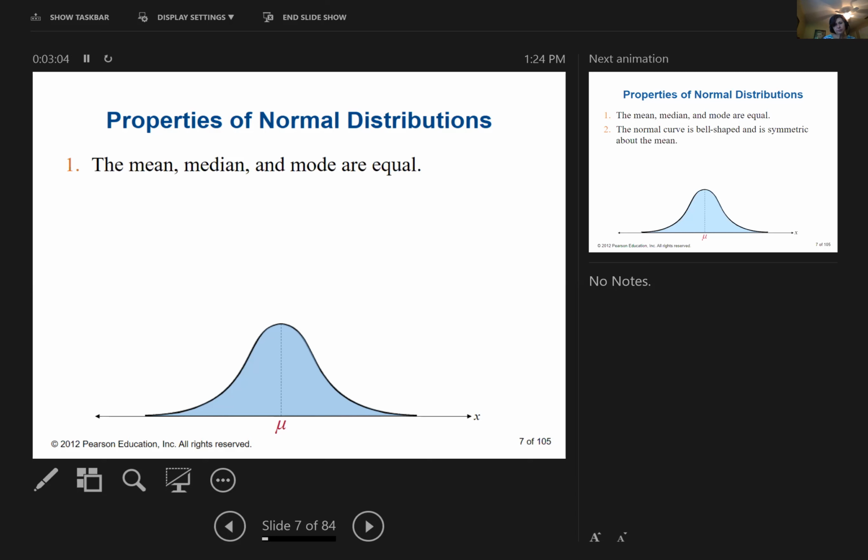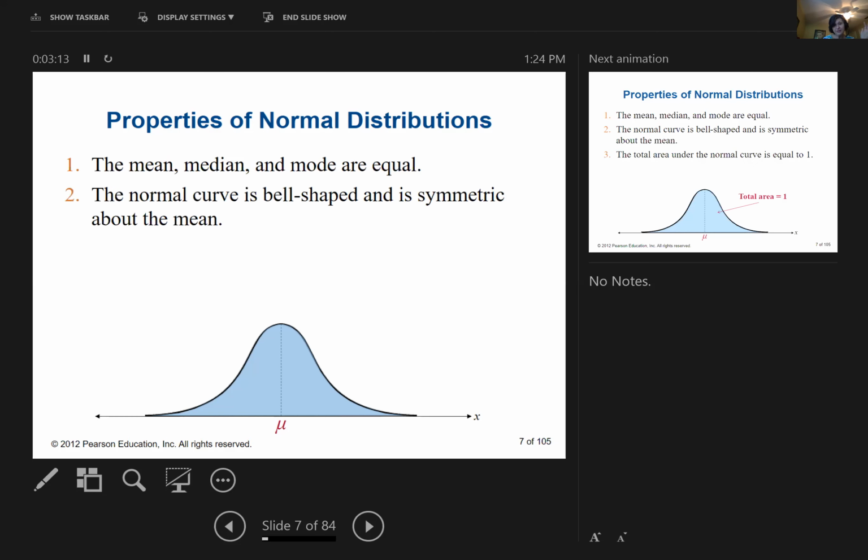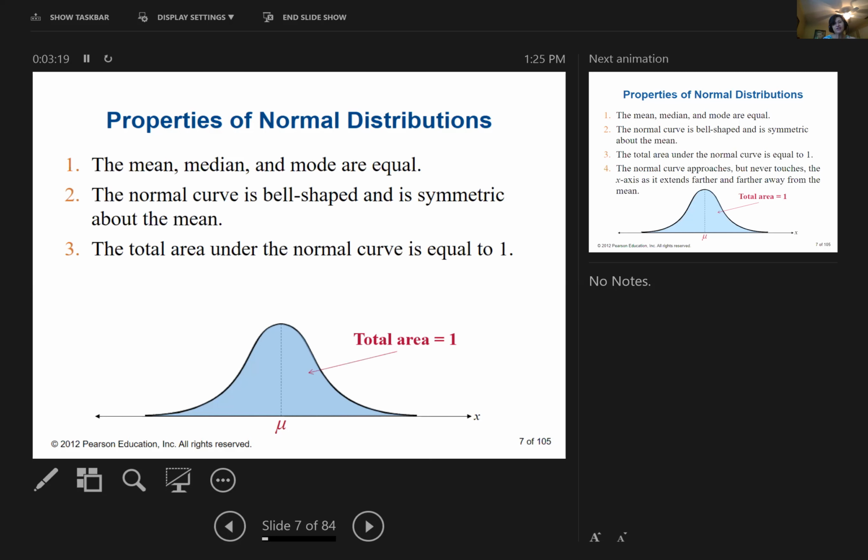In a normal distribution, the mean, the median, and the mode are all equal. We know it's bell-shaped. We also know it's going to be symmetric about the mean. And the total area under the normal curve is equal to 1. Now explain that to me. Why would we say the total area is 1? Because 1 is equivalent to what percent? 100%. Very good. So when we're looking at area under the curve, it's going to have to be some value between 0, which means nothing, up to 1, which means the entire thing.